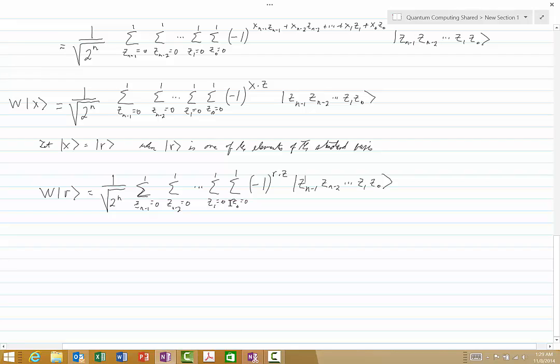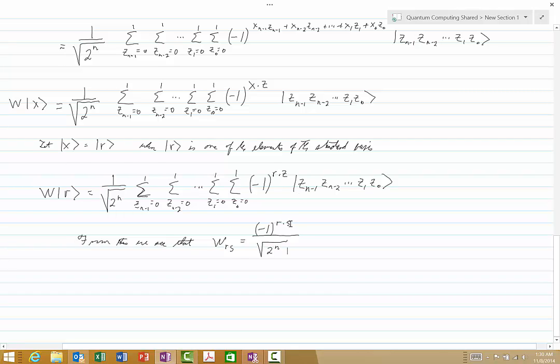If we expanded all this out, picking all the possible values for z0, z1, up to zn minus 2, up to zn minus 1, we get all together 2 to the n terms, and we'd get all the possible terms in the standard basis for an n-qubit state, and each one of them would have a coefficient of the form -1 to the r dot z power over the square root of 2 to the n. And so from this we see that W_RS is equal to -1 to the r dot s over the square root of 2 to the n. That's just picking out one particular term.